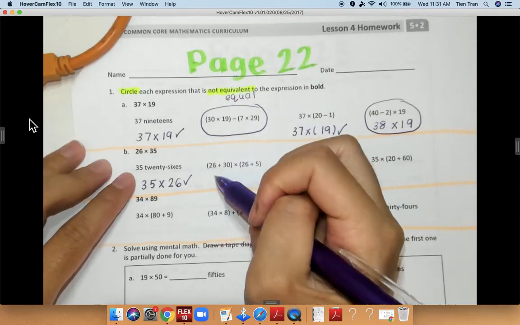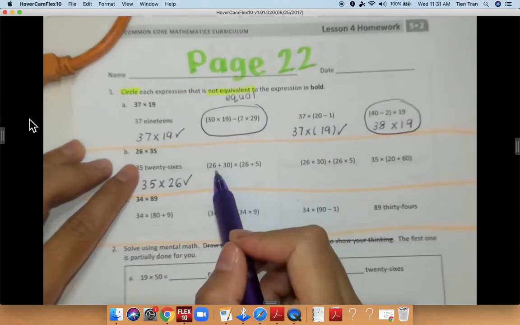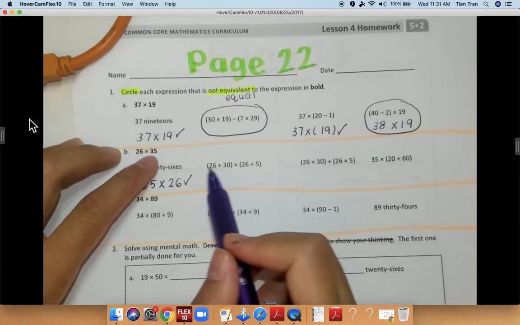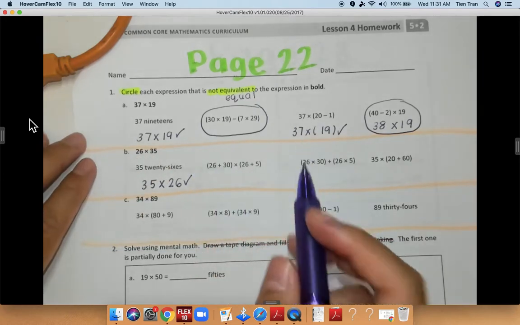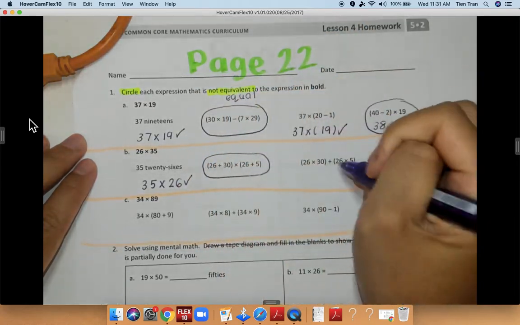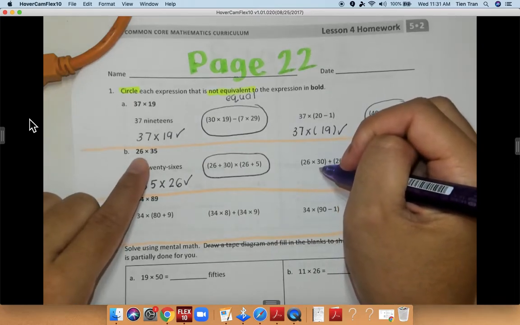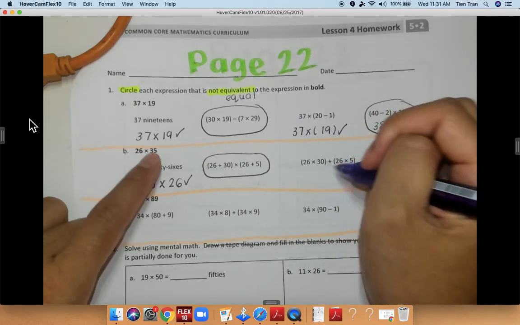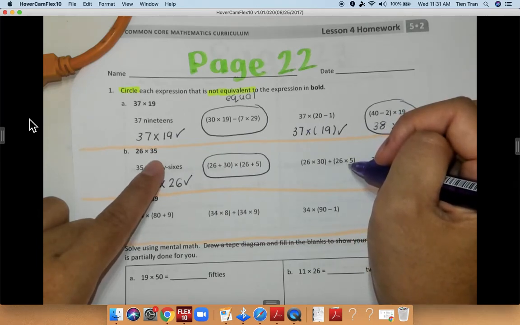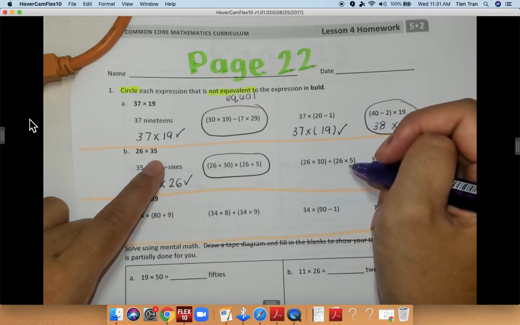The next one I have here is 26 plus 30. I know that 26 plus 30 is not going to give me 26. And 26 plus 5 is not going to give me 35. So this question I am definitely going to circle. Now, for the next one, I have 26 times 30. 26 times 30 is not going to give me 26, and 26 times 5 is not going to give me 35.